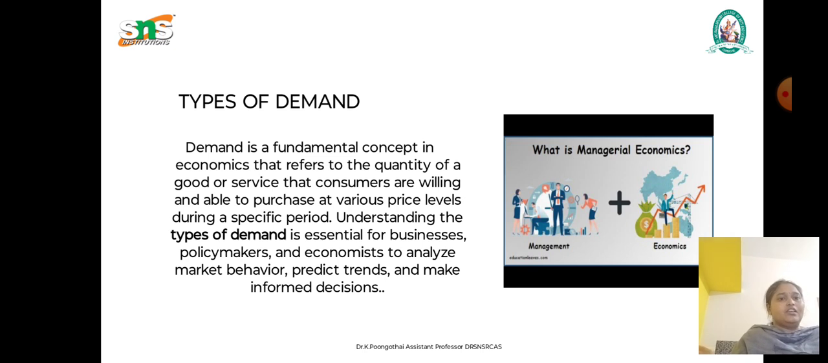For example, if I am willing to buy anything, I should also have the capacity to buy it. That is the ability. So willingness and ability combined together is known as demand. Now we are going to discuss the types of demand, essential for business, policy, markets and economics to analyze market behavior, predict the trend and make informed decisions for the management.